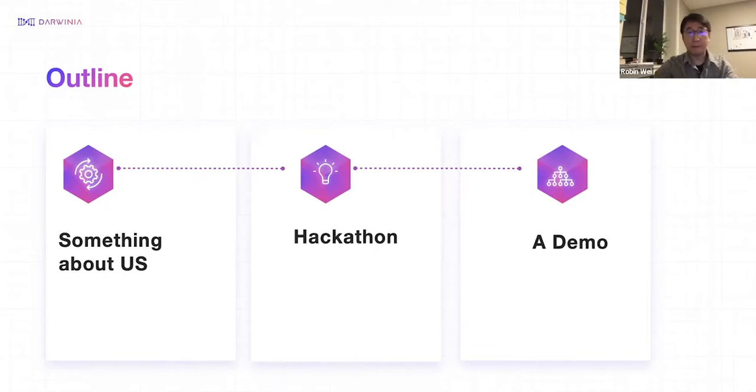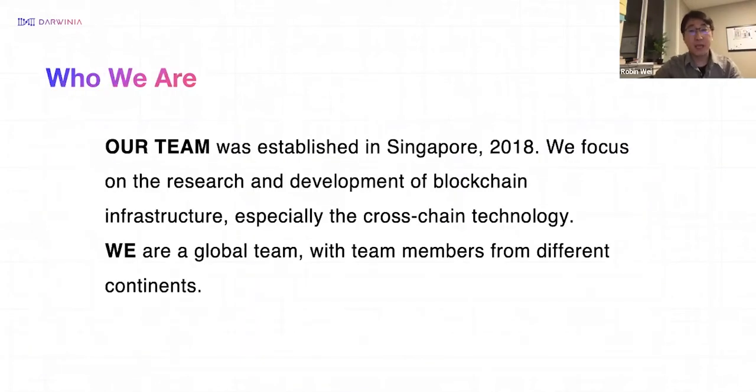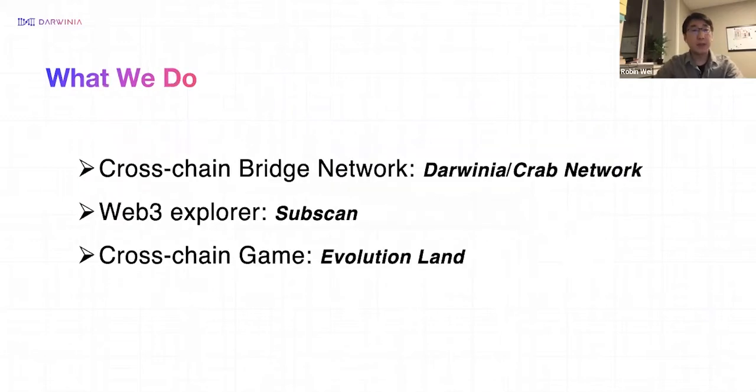Let's get started. Our team was established in Singapore in 2018. We focus on blockchain infrastructure, especially the cross-chain technology. We are a global team with team members from around the globe. And what we do, here are three main projects that we are working on.